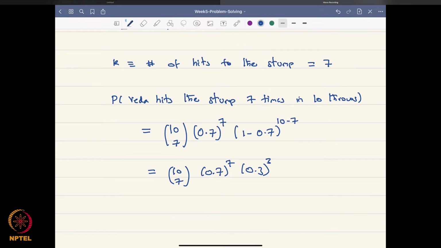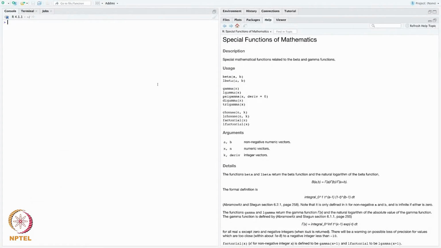Now once you have this, you'll think, okay, fine, how do I do this? If I want to write this as a fraction, something divided by something, like 1 by 2, how do I do this? One way is you can do it by hand, you can play with it. But the other way is we can use R to do this. So let's go to R.